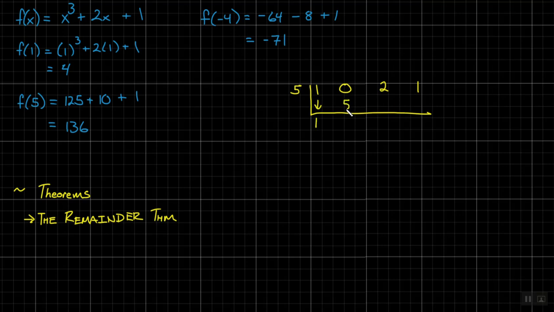1, a 5 here, a 5, a 25, a 27, and a, let me do some thinking here. Let's see, 5 times 25 is 125. Is that right? And plus 10 more is 135. And I get 136. What just happened? When I plug a 5 into this function, my remainder was 136. What was f of 5?